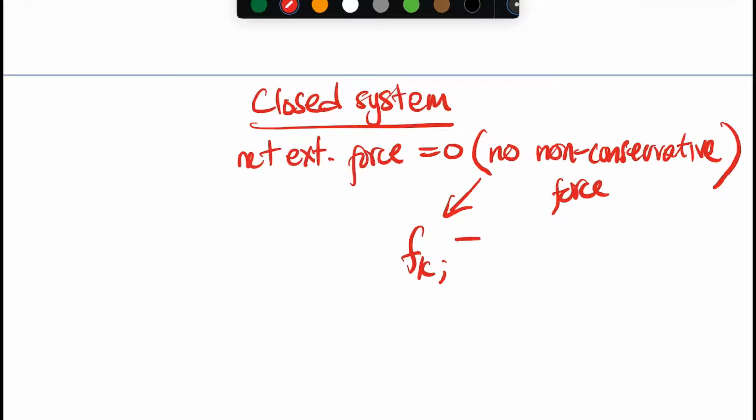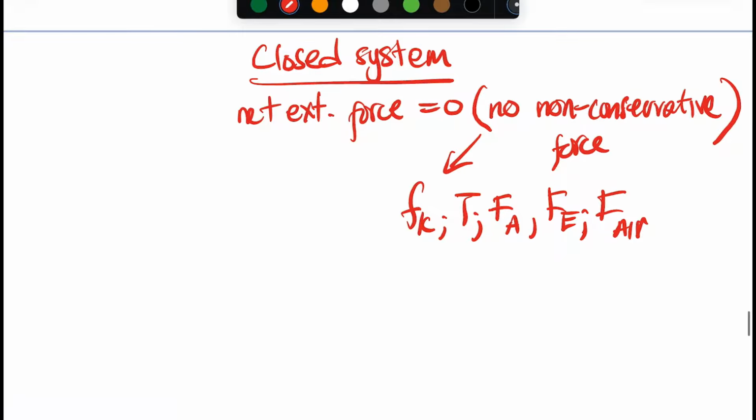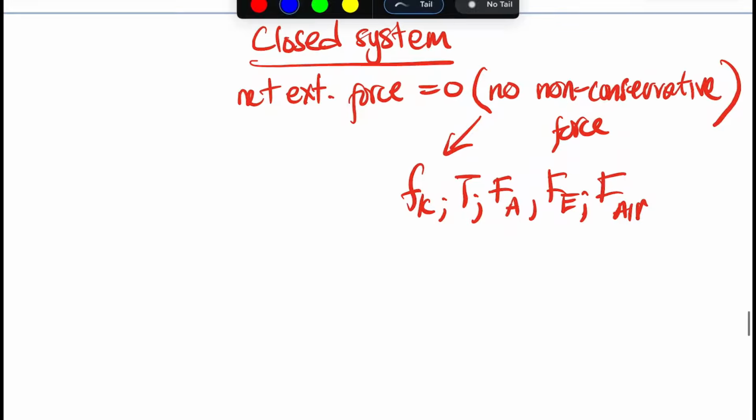It's the friction, it's the tension force, it's the force applied, it's the force of an engine, it's the air resistance. Those are non-conservative forces. So if the system is closed, there are none of these forces, right? So that means whatever calculation you are asked, you qualify to use the conservation of mechanical energy. You can use the conservation of mechanical energy only if the system is closed.